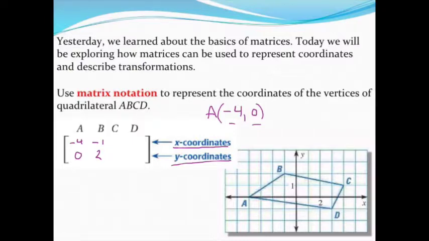Hopefully you've done that. Point C is at 4, 1, so I'm going to list that as 4 and then 1, and then point D was at 3 and -1. So there's our new way to express these coordinates. Let's take a look at how we can express our rule using matrix notation as well.